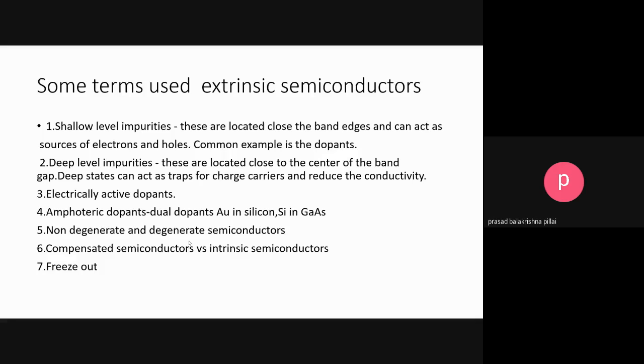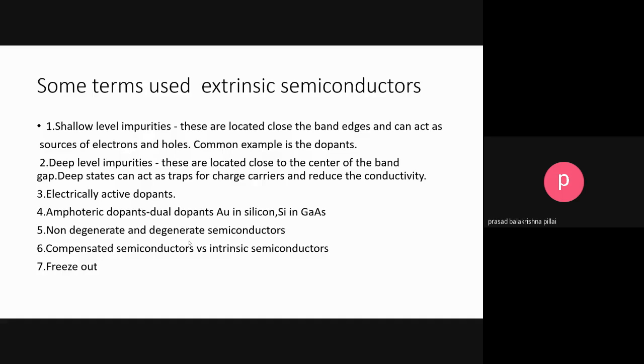So the deep level impurities form levels towards the middle of the band gap. Gold is one classic example, iron is another example, which is commonly used in silicon, because the advantage of gold is that the diffusion constant of gold is very high, so it can be diffused very fast into silicon after all the processes are done.